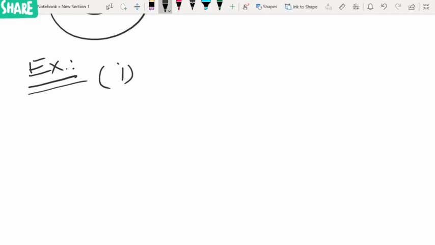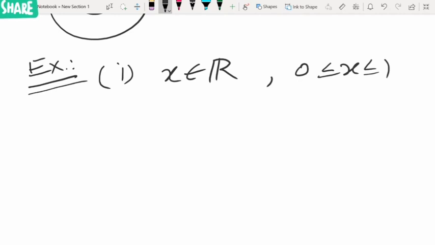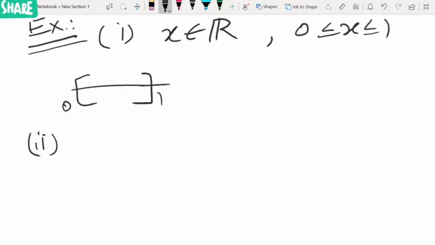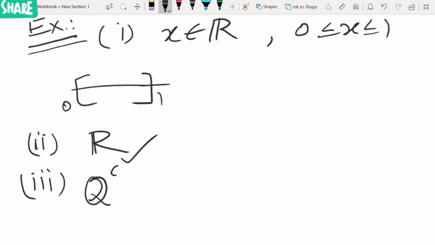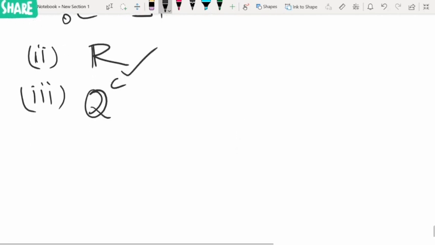First one is the set of all real numbers from 0 to 1. Okay, this is nothing but the closed interval [0, 1]. This is an uncountable set. Second one, the set of all real numbers is uncountable. We have just seen that if a set contains an uncountable set, then the superset itself is uncountable, right? So R is uncountable. Third one is the set of all irrational numbers. That is also an uncountable set.